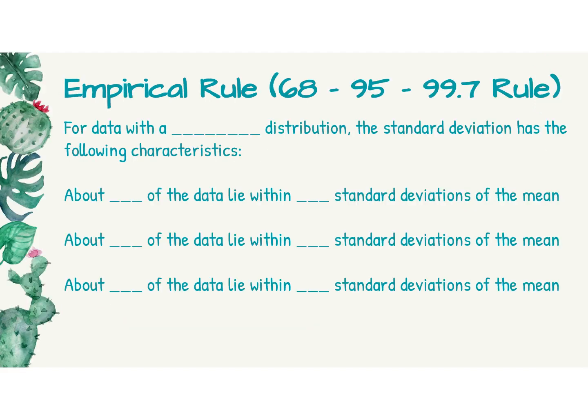So when working with normal distribution, there's something called the empirical rule that allows us to quantify how much data falls within our normal distribution. So for data with a normal distribution, the standard deviation has the following characteristics. 68% of data falls within one standard deviation. That standard deviation is sigma. 95% of data falls within two standard deviations. And 99.7% of data falls within three standard deviations.